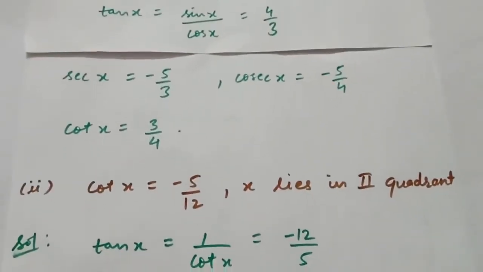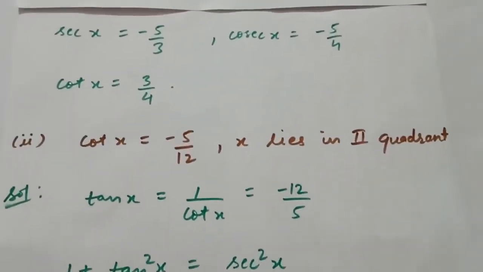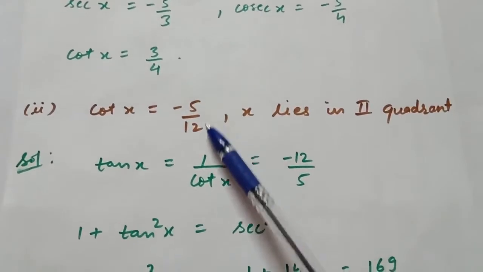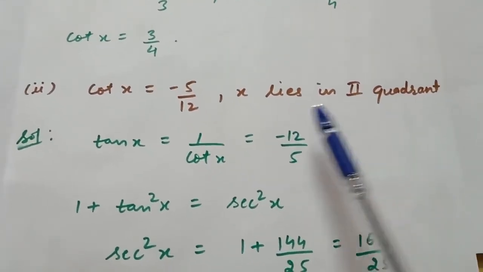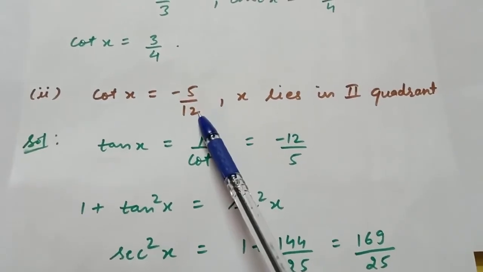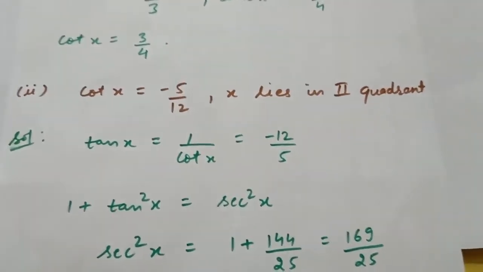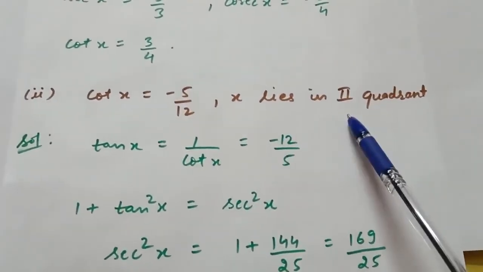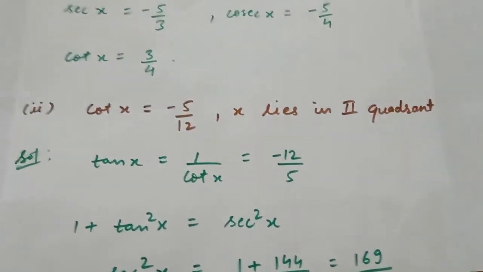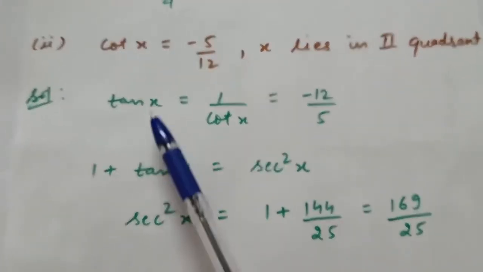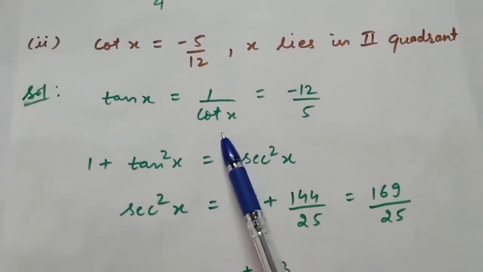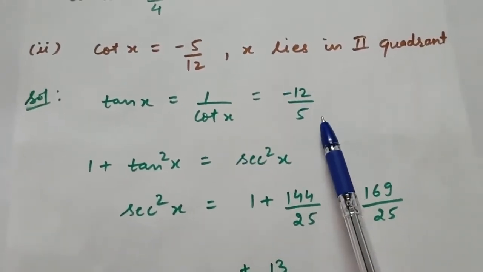Similarly, second is cot x equal to minus 5 by 12, x lies in second quadrant. So cot x will be negative because it lies in second quadrant, right? So tan x will be the reciprocal of cot x, so it will be minus 12 by 5.